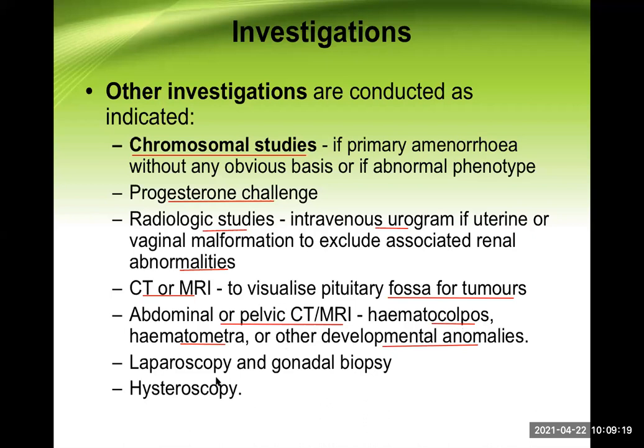Excellent. Laparoscopy and gonadal biopsy can be taken. Gonadal biopsy should be done especially in the intersex state, to see what type of sex is there inside, what type of gonad is there. Sometimes it may be necessary. And hysteroscopy is especially done in case of Asherman syndrome. Asherman syndrome can be diagnosed by hysteroscopy. We can directly visualize the uterine cavity, and if we see a lot of adhesions there, you got the diagnosis.